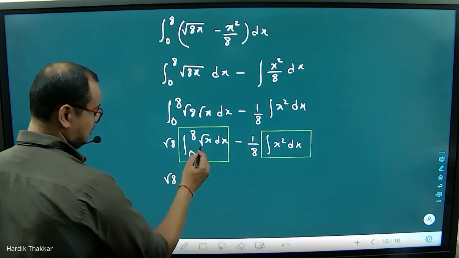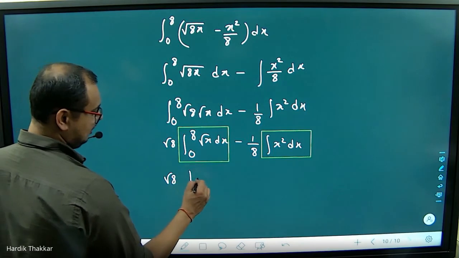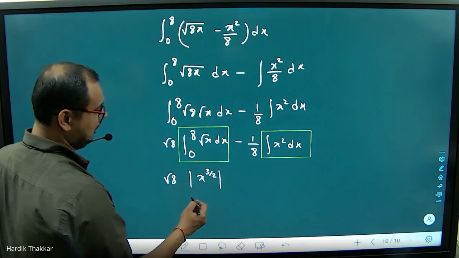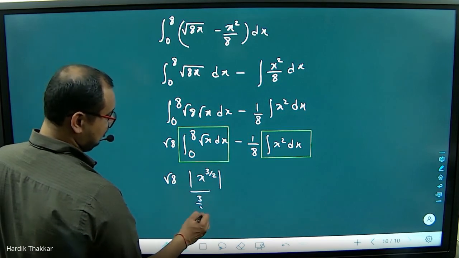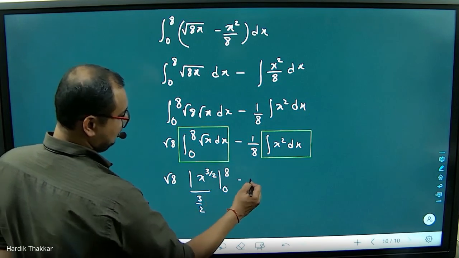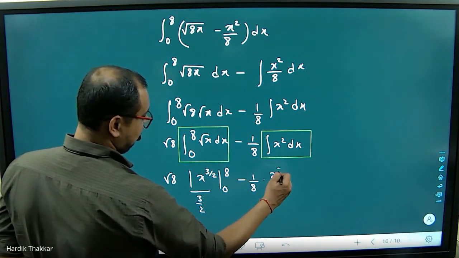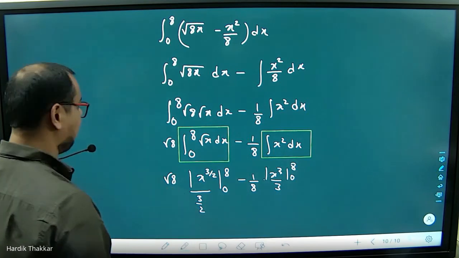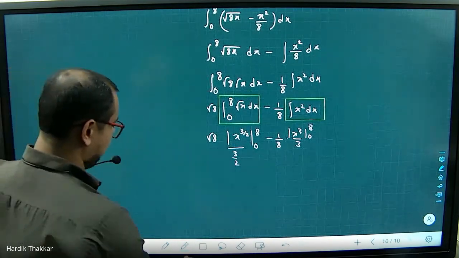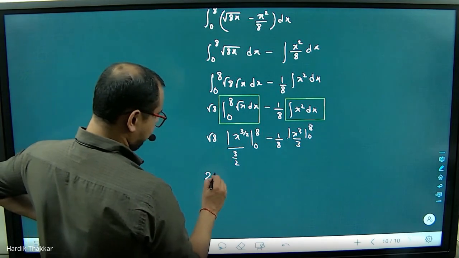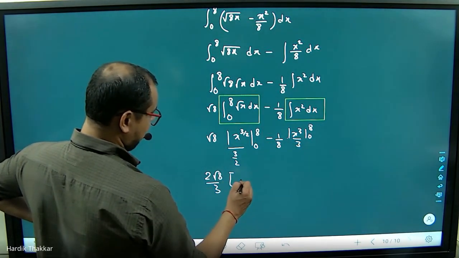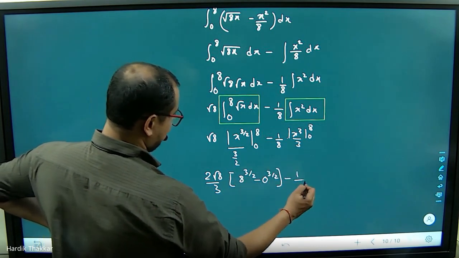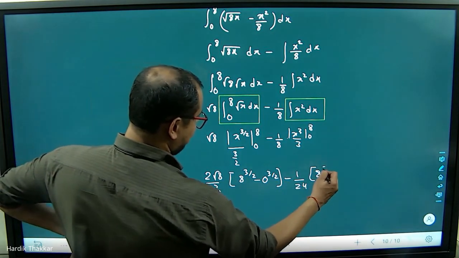So here, the integration of this part will be x raised to power 3/2, or we can also write x root x, divided by 3/2. Limit is from 0 to 8. And for this part, it is 1/8 x cube upon 3, and limit is again from 0 to 8. Now apply the limits. So first it will be 2√8/3 times 8 raised to power 3/2 minus 0 raised to power 3/2, which is nothing but 0. Minus 1/8 into 3 is 24, again 8 cube minus 0 cube.